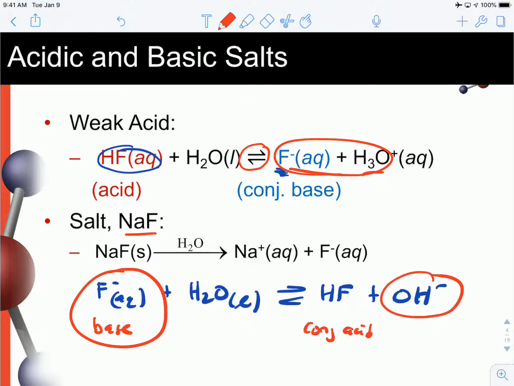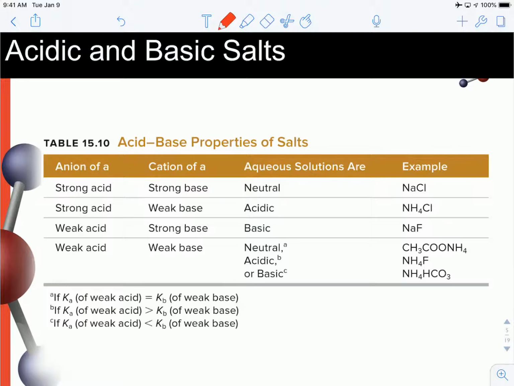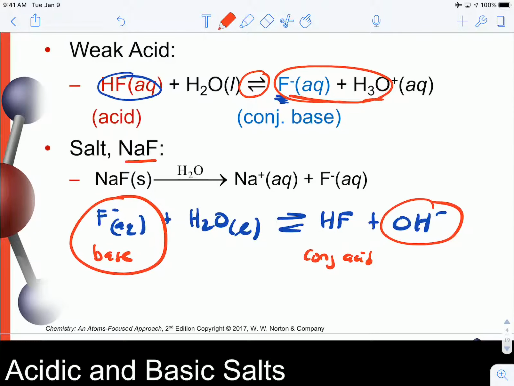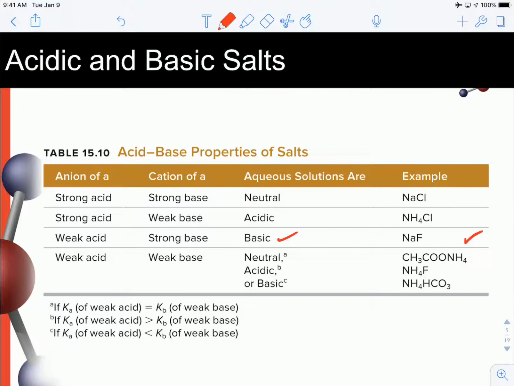Now, this table here shows you, if we were to have an anion of a weak acid, which is what we just had right here, that was the example we just did, it tells you that the aqueous solutions are going to be basic. That's what we saw here. So if I dissolve this salt into neutral water, that is at pH of 7, once it equilibrates, we will have a basic solution because of this reaction here. And that's what you're seeing here in this table. That's the one we just did right here.